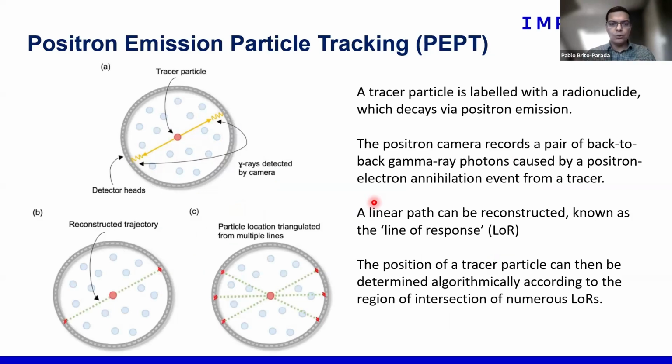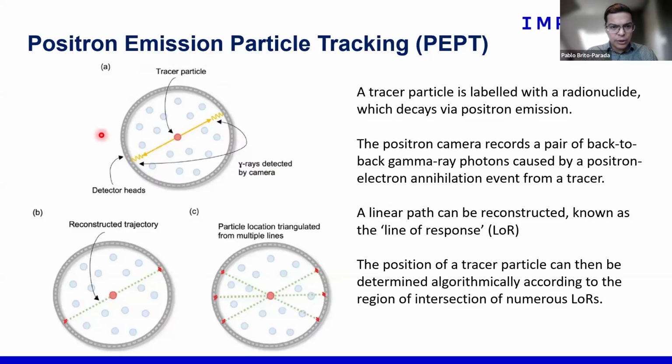Now, stepping back a bit just to try and describe how PEPT works. As I say, the key is the tracer to start with. So what we have is a particle that is labeled with a radionuclide, and that radionuclide decays by emitting positrons. So the sensors in the PET scanner will record when those positrons annihilate. And when that happens, they release almost back-to-back, almost linear gamma ray photons. And that is what the sensors can detect.